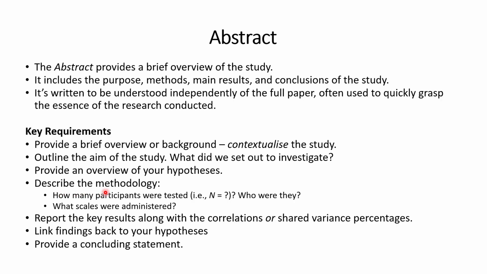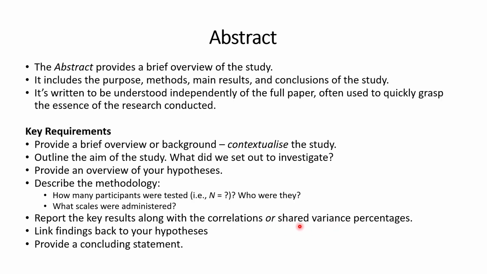Make sure you describe the methodology. So how many subjects were tested? Make sure you include your N in there, your total N. And who were they? Who was the sample? Make sure you also mention what scales were administered to the subjects and report the key results. So you can report the correlations using r, with the number of paired scores in brackets, equals whatever your r value is, or you can just report the shared variance percentage.